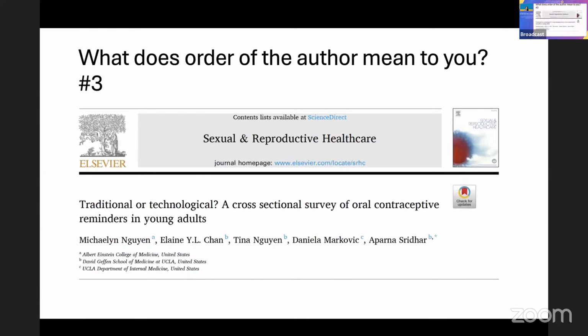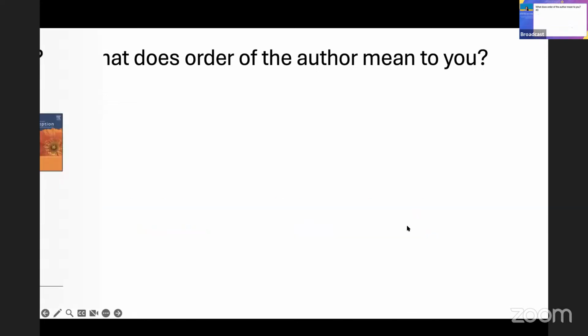So for example, in this study, Dr. Nguyen was one of my trainees, and she's the first author because she did most of the work. But I was responsible for the idea of it. I trained her. So I became the last and corresponding author. That's why I'm here in the last.